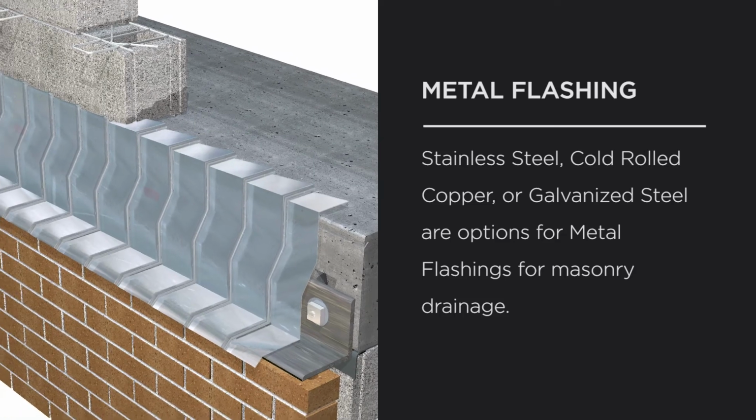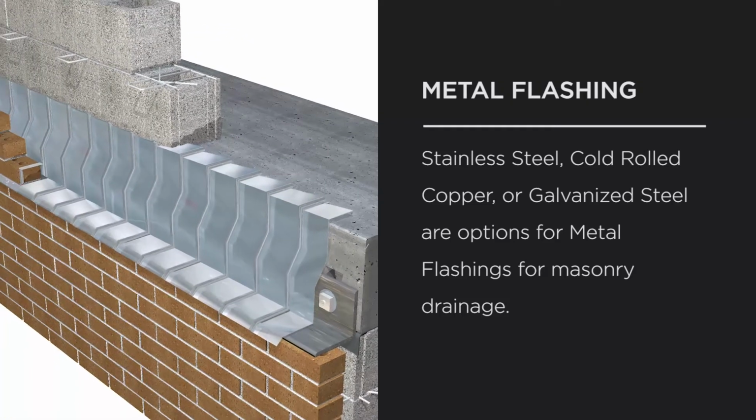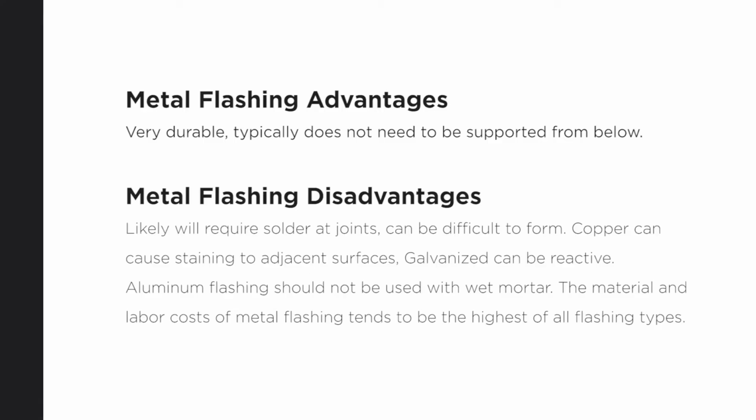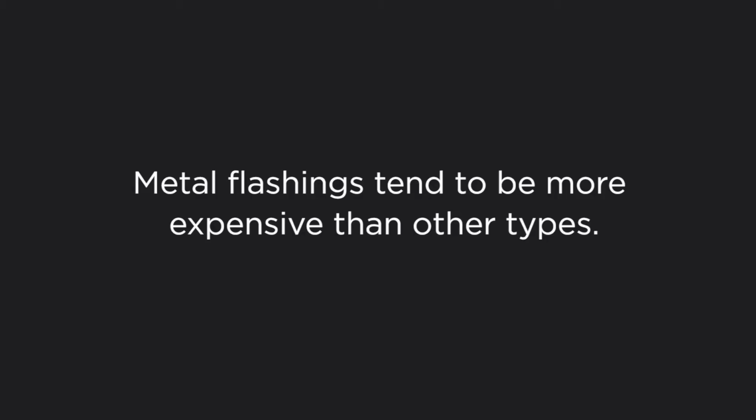Metal flashings include stainless steel, cold-rolled copper, and galvanized steel. Metal flashings are typically very durable and do not need to be supported across cavities or voids. They likely require solder at joints and can be difficult to form. Galvanized steel and aluminum flashing can be reactive and are typically not ideal for wet mortar. Metal flashings tend to be more expensive than other types.